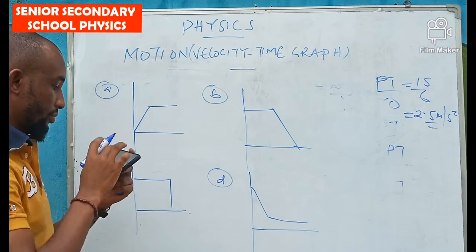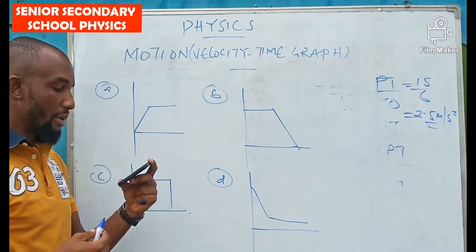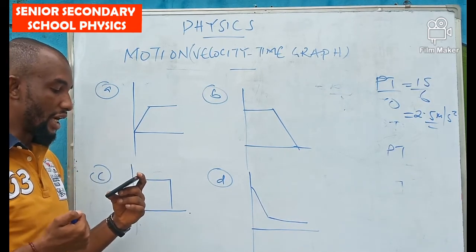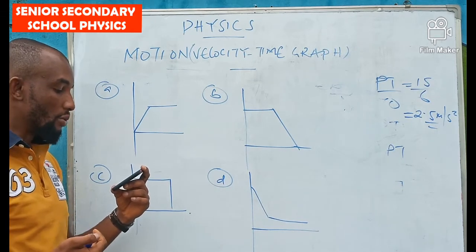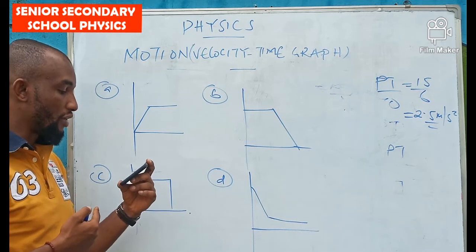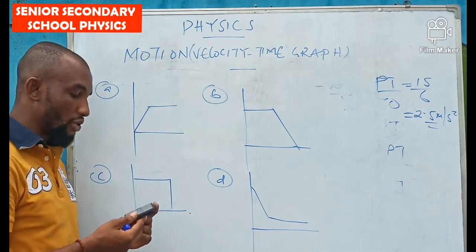Now the question. A vehicle moving with a uniform speed is gradually brought to rest. Which of the following sketches describes the motion of the vehicle?